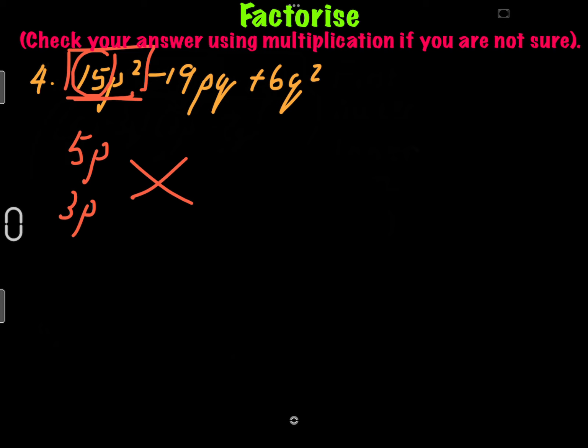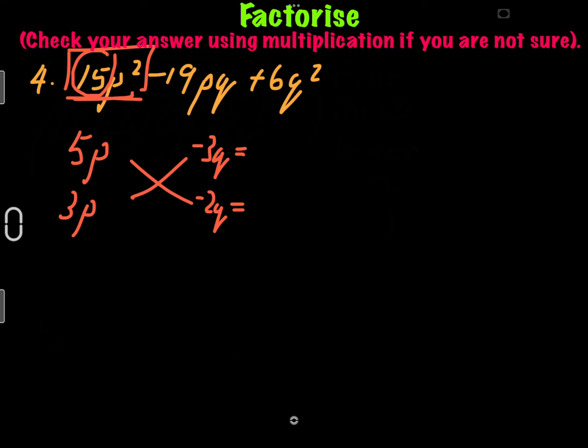So we want to find other factors. After multiplying, those two factors must give us a certain product. So now the product that we need to find should give us the sum of the middle term. So 3p multiplied by negative 3q and 5p multiplied by negative 2q. So let's see what we get after multiplying those two factors.